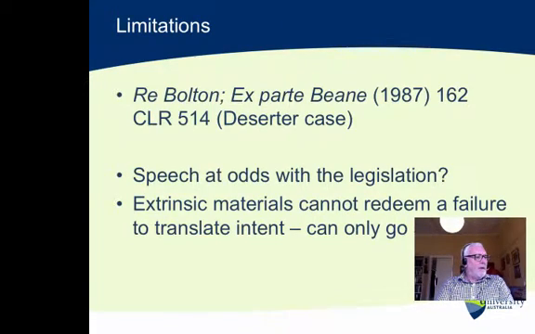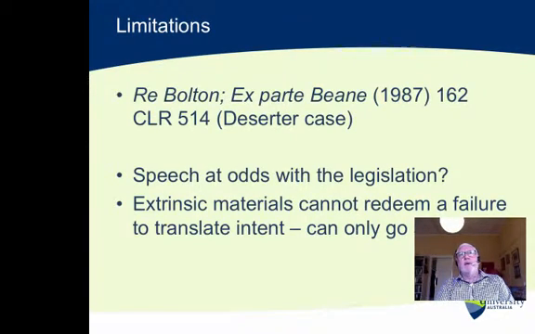I'm looking at the text. I think I've extracted it here. It stands as a warning that extrinsic material won't necessarily redeem a failure to translate the intention of Parliament into the text of the law. So it can really only go so far. It's always going to be very important to remember that.